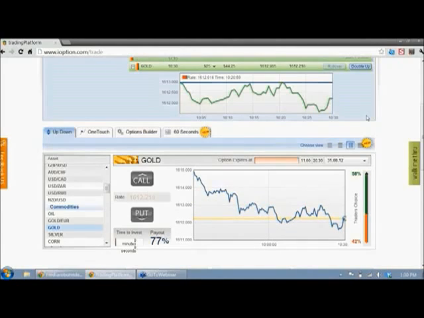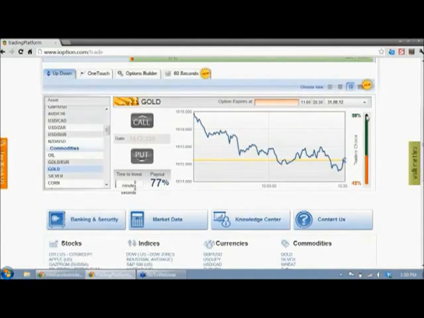So we've turned that $25 into $44. See how easy that was? Now, we're going to look for a second trade.